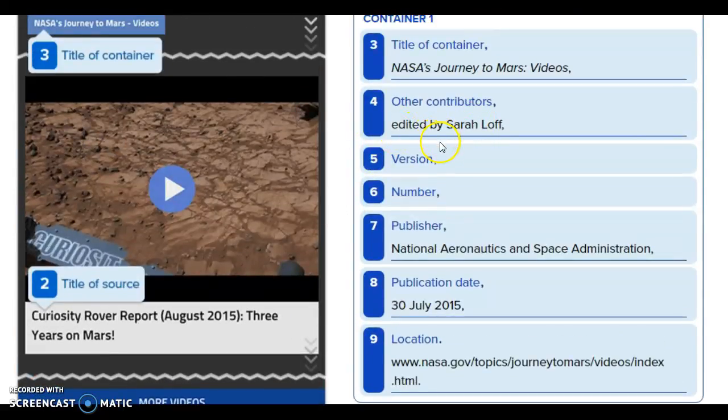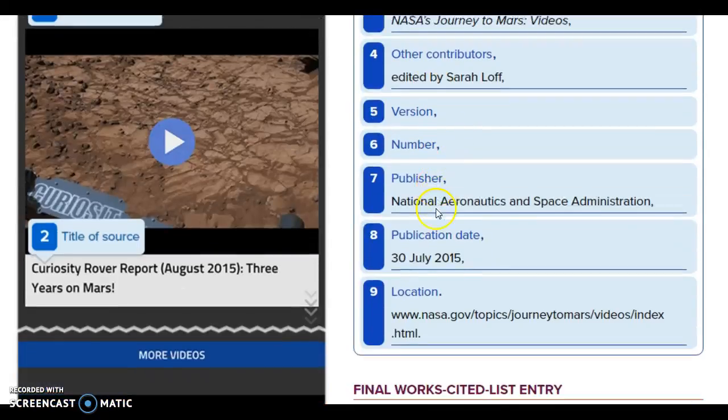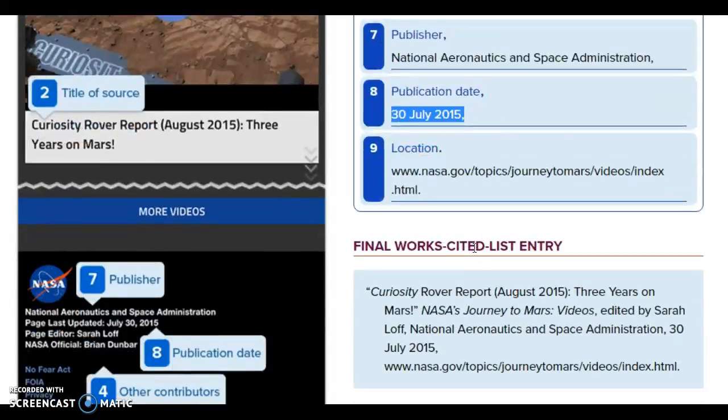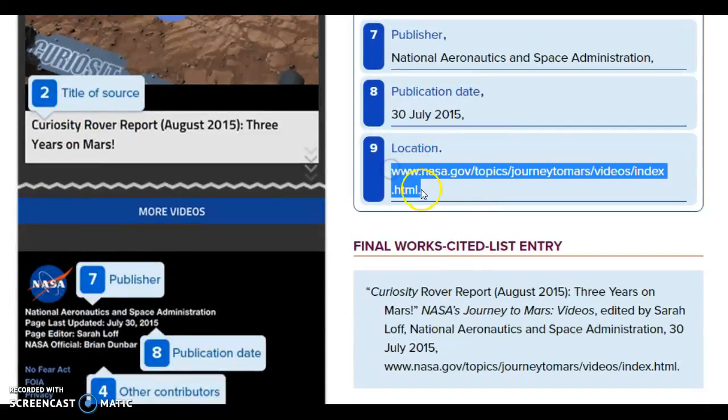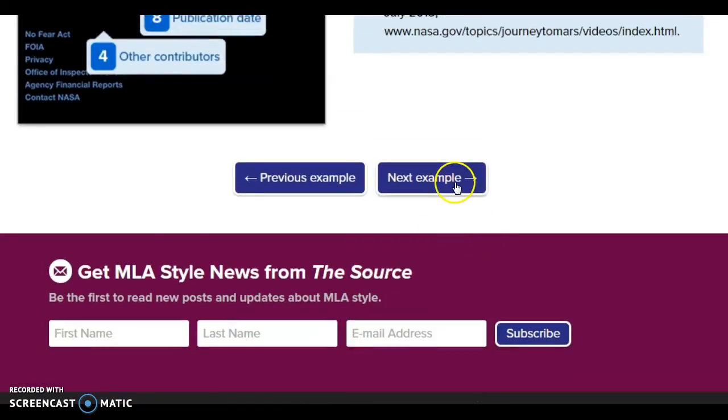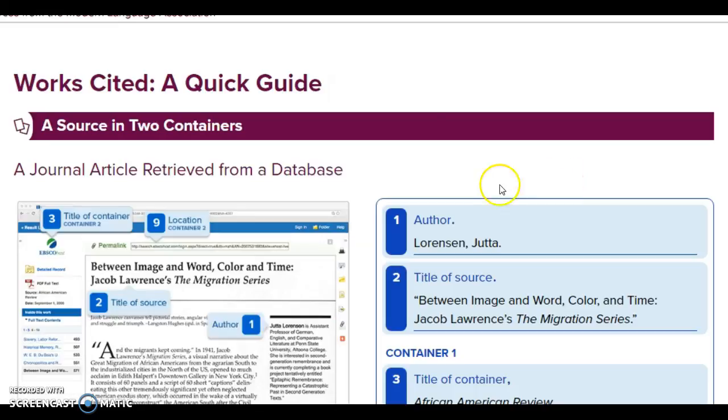In this case, again, we have an editor, don't have a version or number. We do have a publisher, publication date, notice, date, month, year, and location would be the link that you find it from. That's something to think about whenever you have a digital or online source.